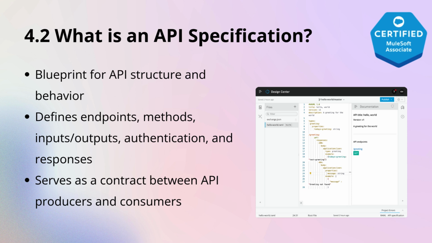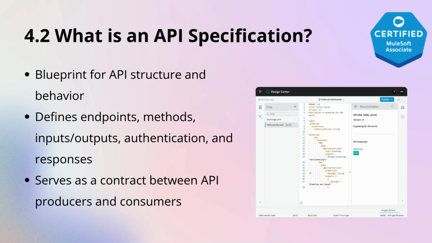An API specification acts as a blueprint for how the API is structured and how it should behave. It defines the available endpoints, the HTTP methods used, expected inputs and outputs, authentication requirements, and response codes.